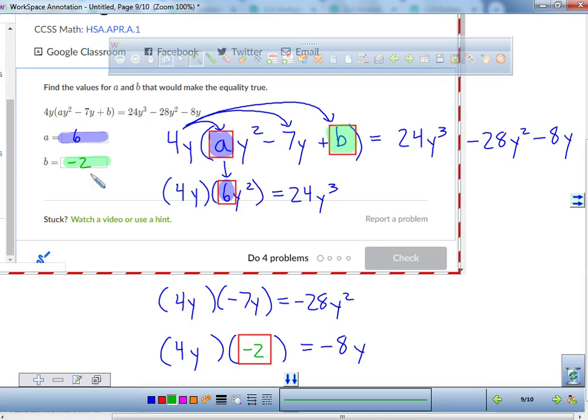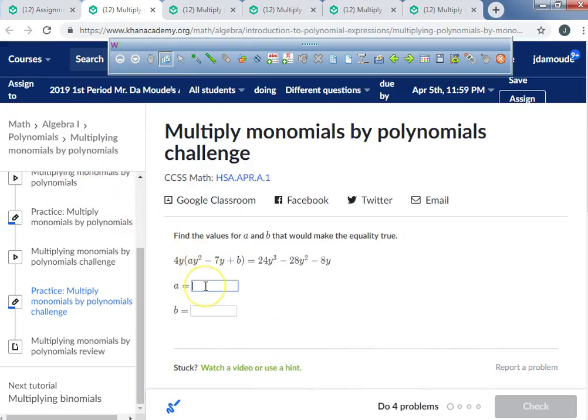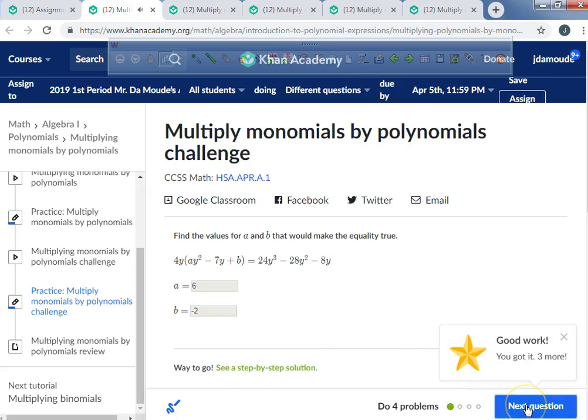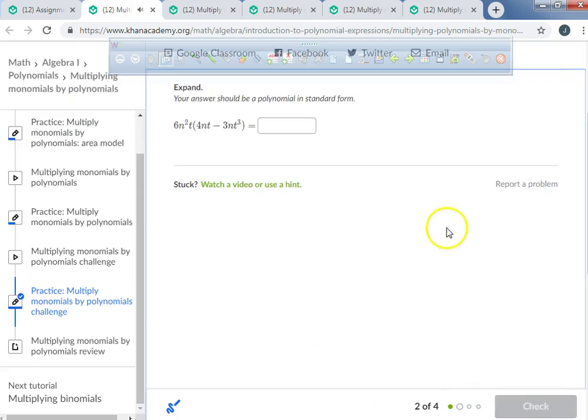A 6 and a negative 2. Now how do you check it? Here's how you check it. Is 4 times 6 24? Yes. Is 4 times a negative 2, 4y times a negative 2, negative 8y? Yes. And voila, you're done. Okay? So that's what you guys are doing on those problems. Good luck.